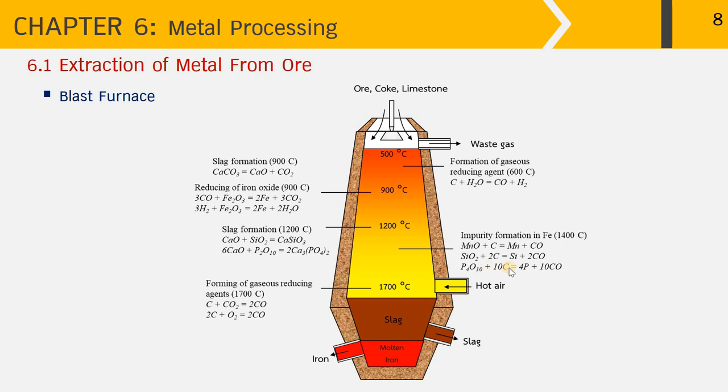Then the impurity formation in iron takes place at 1400 Celsius, where the manganese oxide and silica combine with carbon to give manganese and silicon and carbon monoxide. And at the bottom, where the hot air is charged into the stove at 1700 Celsius, the temperature is high enough to form the gaseous reducing agent, as you can see from these reactions. Finally, we have the molten iron down here that can be drained off for further production of pig iron. The slag is formed up here and can be easily skimmed off. That can be used in the cement industry for secondary use.